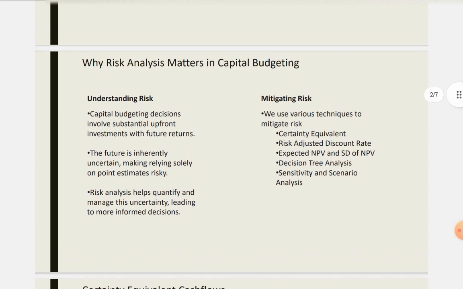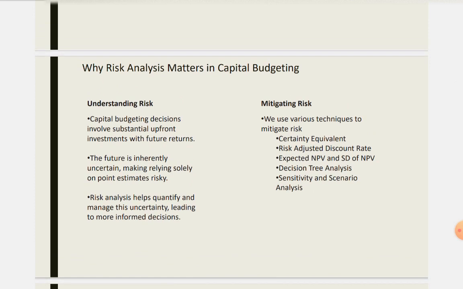So risk analysis, why does it matter in capital budgeting? These decisions are made up front. They involve a substantial amount of investment. Returns come in the future. Since the future is uncertain, we are relying on point estimates, and that's a problem. So we would like to have a range of values to understand, if it's a high growth area, what would the range be? If it's low growth, then what would the range be? Depending on market circumstances, interest rates, price movements, geopolitical risks. All these things add to uncertainty, and the idea is to mitigate the risk by knowing what outcomes might emerge.